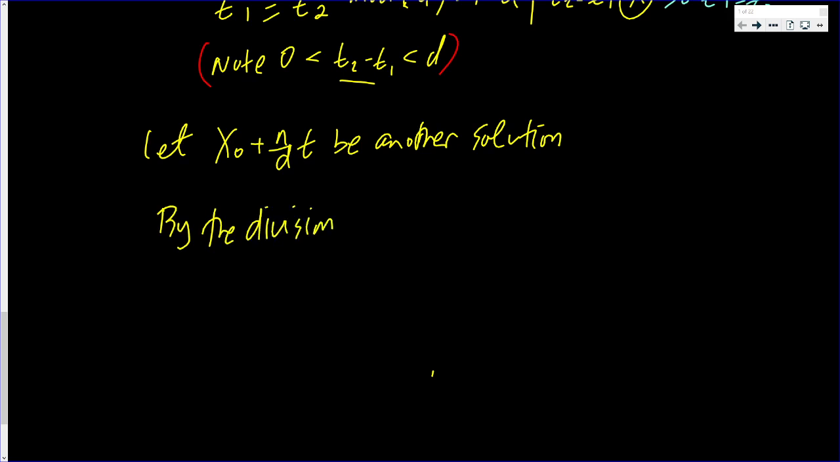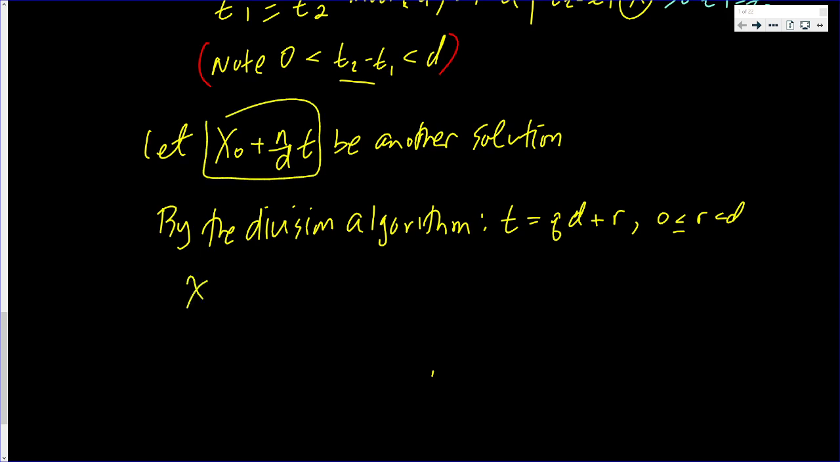Now, by the division algorithm on t, we know that t is a multiple of d plus a remainder. That is, t is qd plus r, where r, of course, is in between 0 and d. Now we need to invoke this in here.